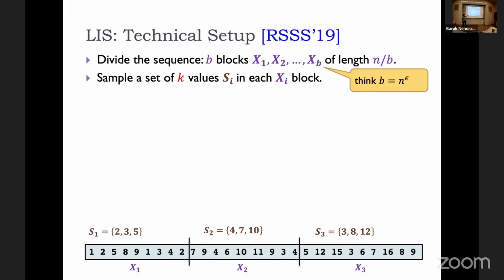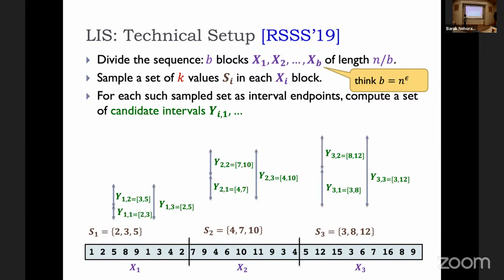So this means that we will have sets S1, S2, basically sets for each block. What we expect after this is that each of these sets, let's say S1, will have a few elements which are from our real longest increasing subsequence. So for every such sample set, S1, we'll consider all possibilities of endpoints.